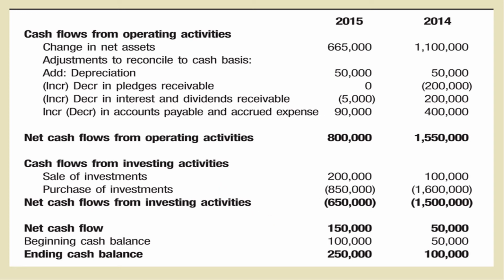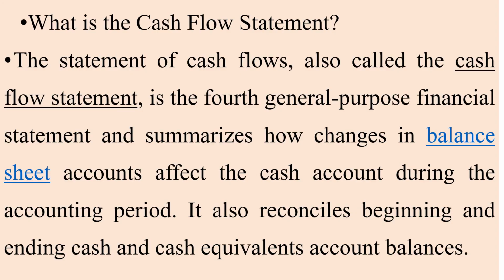Okay, hopefully class that you have gotten the idea on how to compute and sum up cash flow. Let's have a review again. What is the cash flow statement? The statement of cash flows, also called the cash flow statement, is the fourth general purpose financial statement and summarizes how changes in the balance sheet accounts affect the cash account during the accounting period. It also reconciles the beginning and the ending cash and cash equivalents account balances.